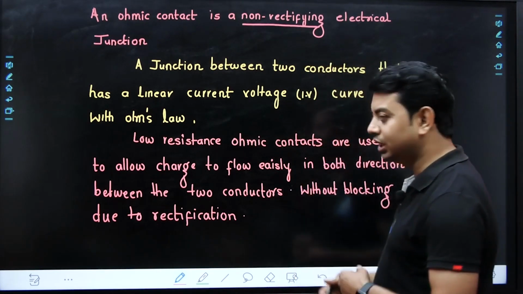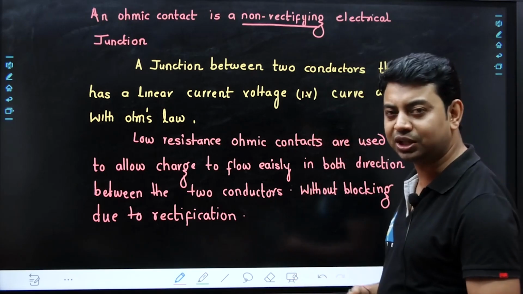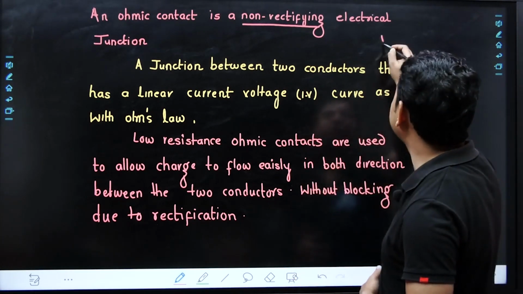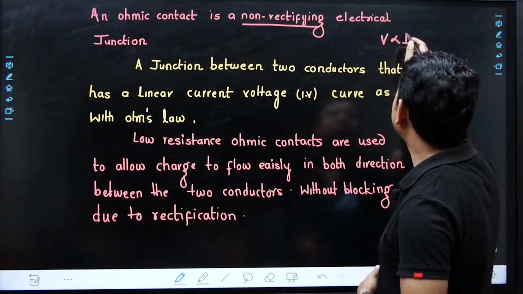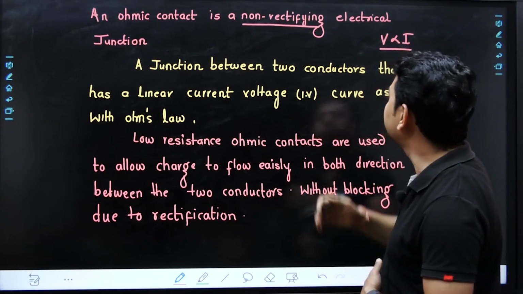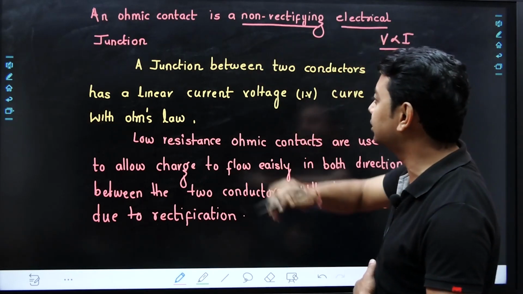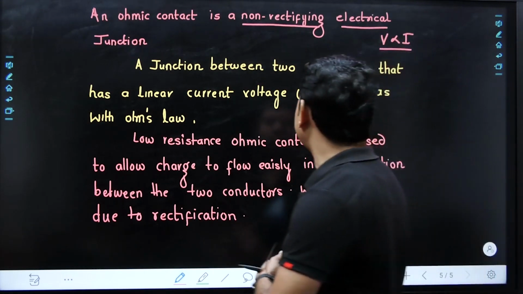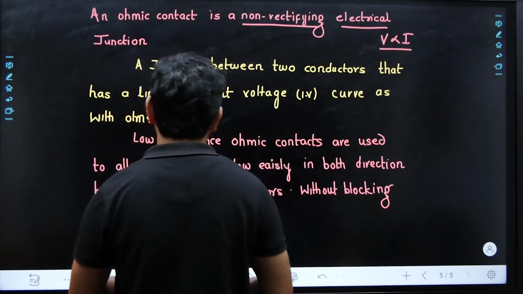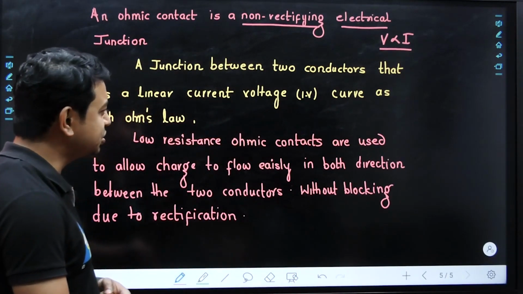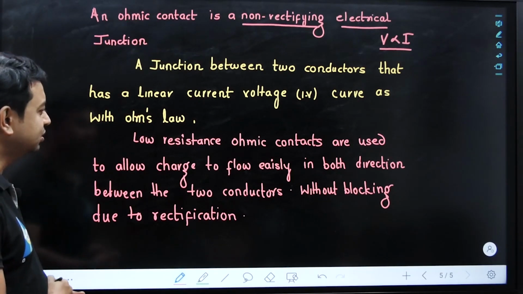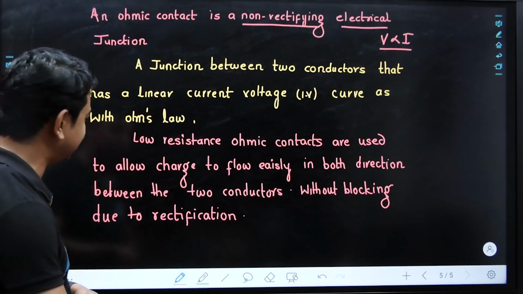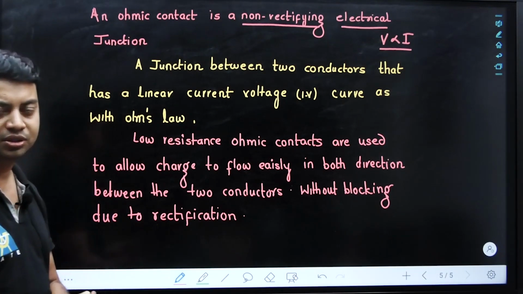So it can flow in a forward direction and reverse direction both, and it is acting as Ohm's law, that is V is directly proportional to I. So this is nothing but Ohm's law. So we have made an electrical junction, a junction between two conductors that has a linear current-voltage IV curve as per Ohm's law. Low resistance ohmic contacts are used to allow charge to flow easily in both directions between the two conductors without blocking due to rectification.